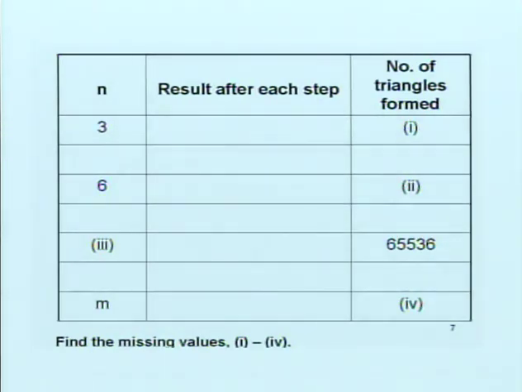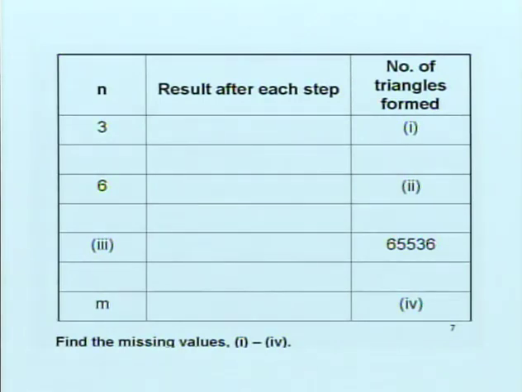Now, you're asked to fill in the gaps here. When n is equal to 3, what would that shape look like? So you are required to draw that in the middle there, and then determine the number of triangles formed, and that is labeled little Roman 1, and that is what you have to calculate in a moment. When n is 6, that is the step repeated 6 times, we have to find out the number of triangles formed, which is labeled Roman 2.